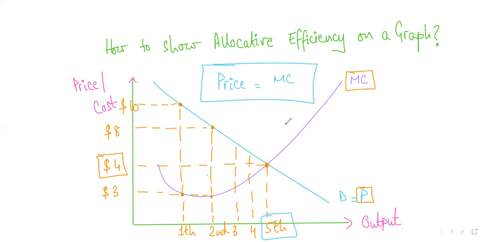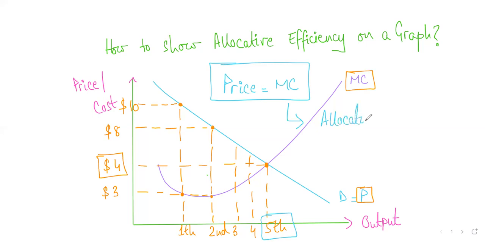worth producing. So coming back to the point where price is equal to marginal cost, that is the output level that is allocatively efficient. Now, this might sound a little surprising, but I'll explain. Where the price of the good is equal to marginal cost, that is the allocatively efficient output level. Any confusion so far?